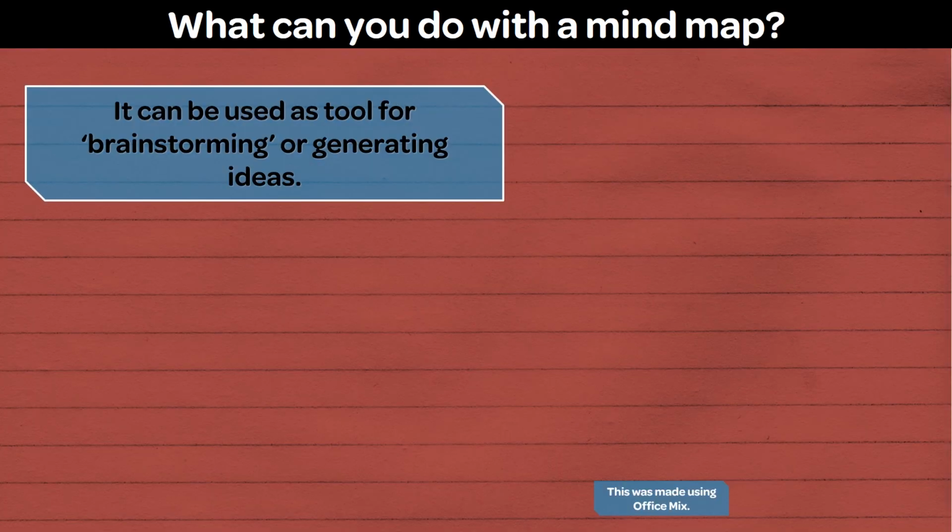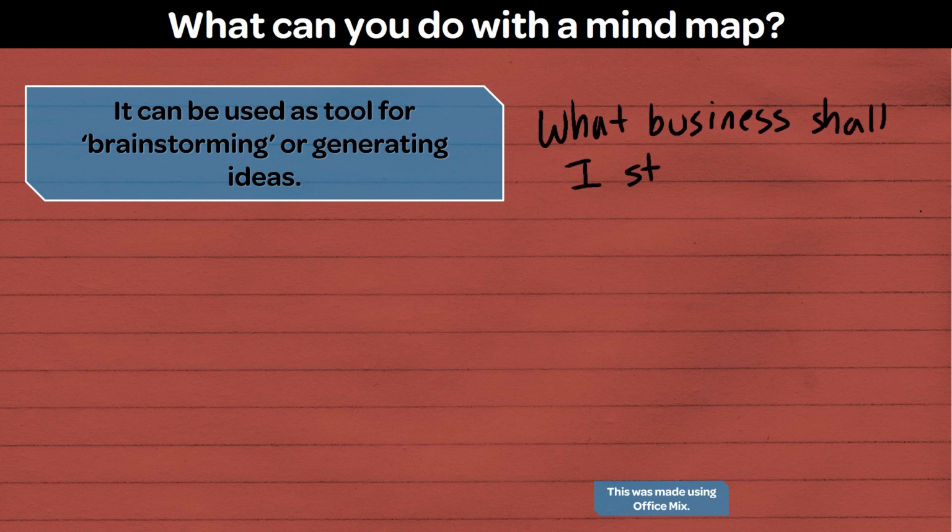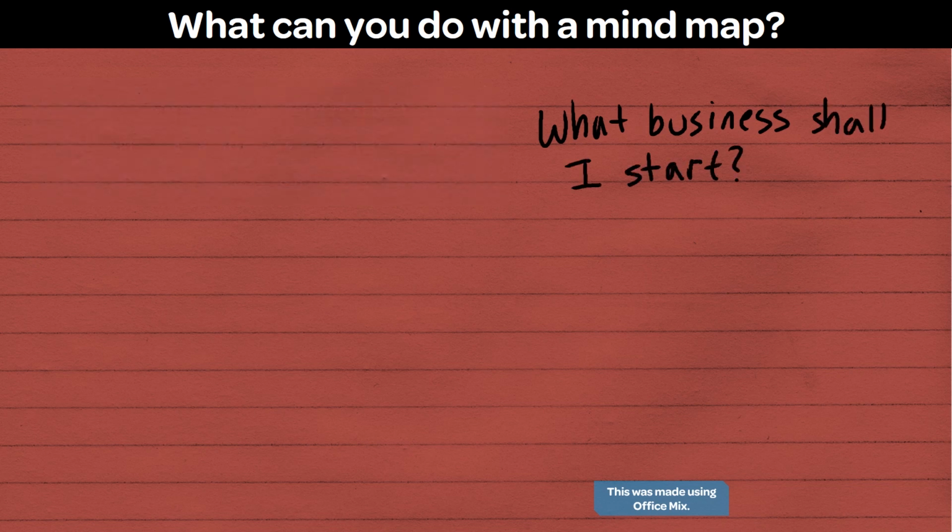So, what can you actually do with a mind map? Well, a simple use for it is brainstorming or generating ideas. Let's say, for example, you're trying to start a business and you don't really know what business you want to start. You can use a mind map to start getting those ideas onto paper. If I was starting a business, I would start with the question, what do I like? And then I would go from there.